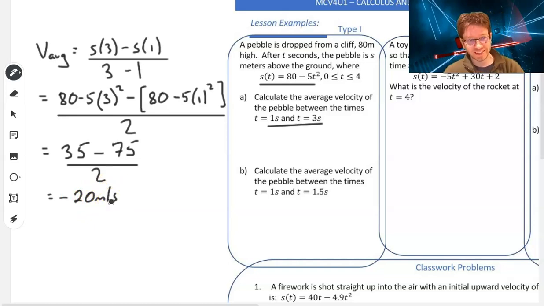Don't worry about the minus. It has meaning in physics and with vectors. But we're done with vectors. We're not going to talk about it right now. Just leave it as minus 20 meters per second. Don't worry about direction.